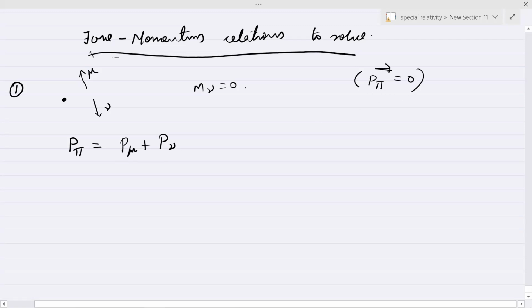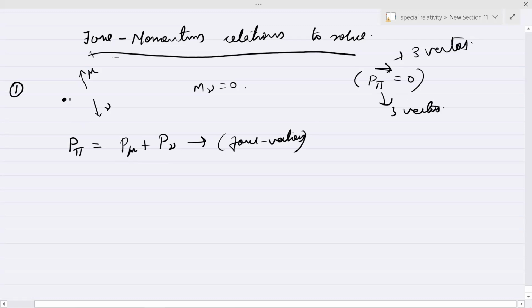Right, so when I write a vector here, it means that it's a 3 vector. Okay, without a vector, it means it's a 4 vector. Okay, that's the notation we are using. Okay, so these are 4 vectors. These are 4 vectors. Okay, and this is a 3 vector.